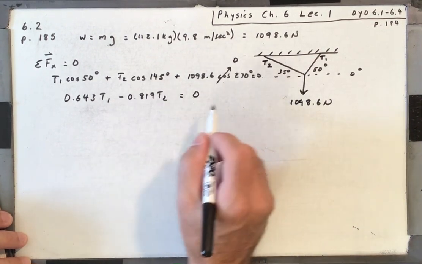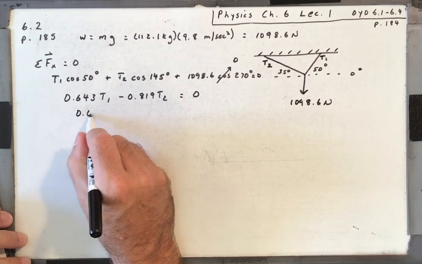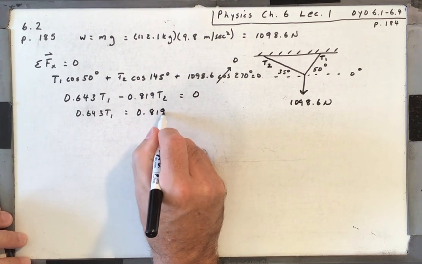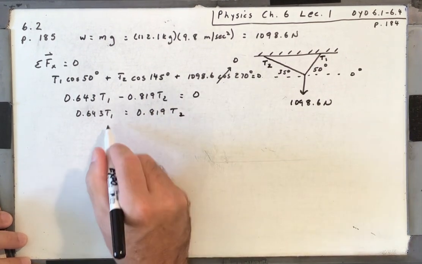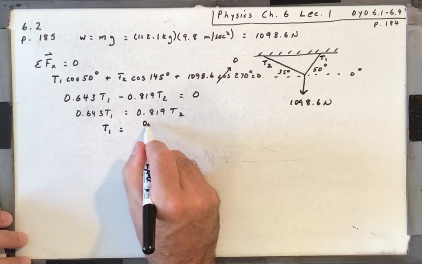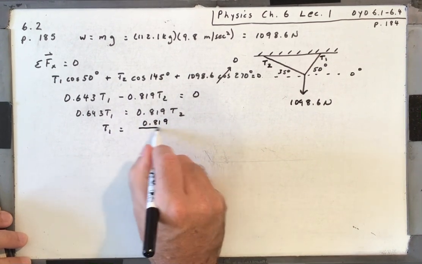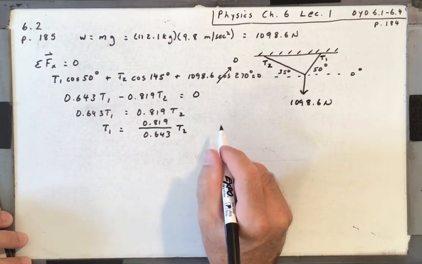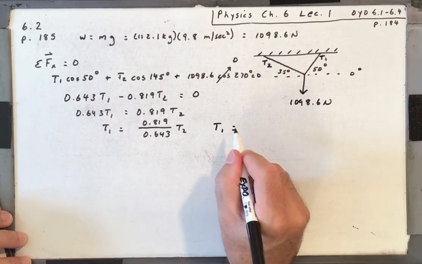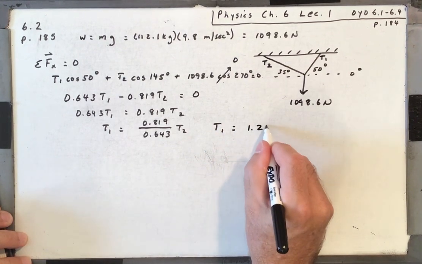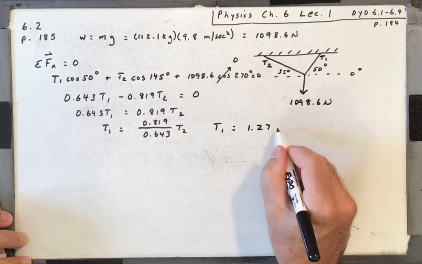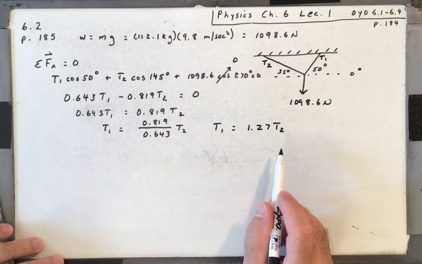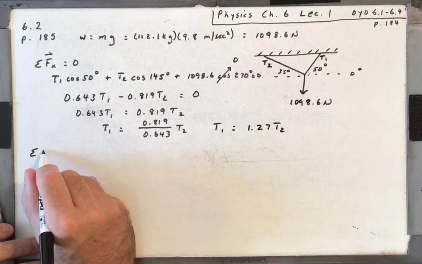So I'm going to shove this T2 over to the right. I'd have 0.643 T1 is equal to 0.819 T2. Let's solve for T1. It's 0.819 over 0.643 times T2. So T1 is equal to 1.27. That's 0.819 over 0.643 T2. So we have a relationship between T1 and T2, and we can do a substitution in a little bit.